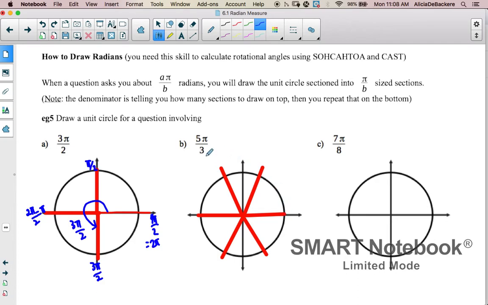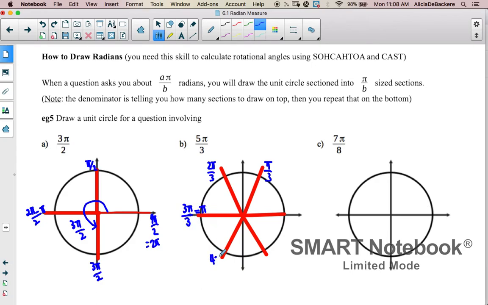So I'm counting this time by pi by 3s. How many pi by 3s do I have? So I start at the positive x-axis. The first arm is going to be 1 pi by 3. Then the second arm is going to be 2 pi by 3s. Then the third arm will be 3 pi by 3s. But we know that 3 over 3, that's just 1, so this is the same as pi.